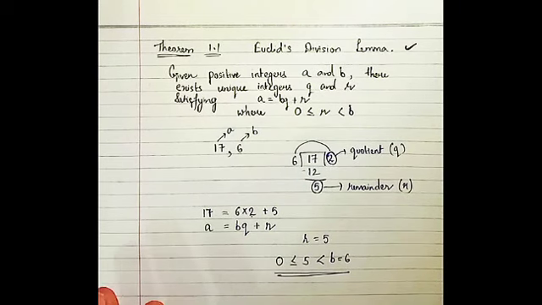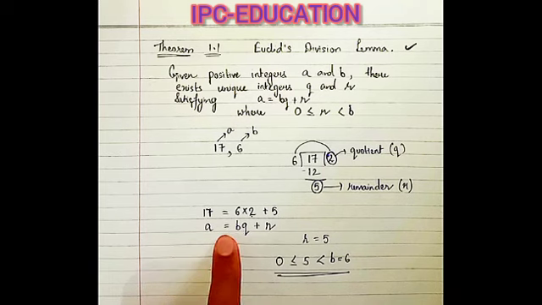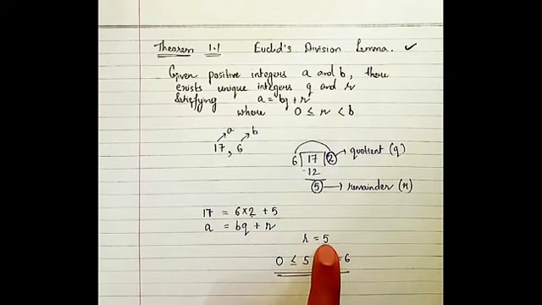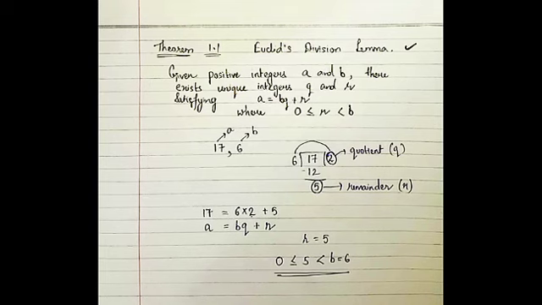So it is as simple, right? a = bq + r, where r is the remainder whose value is always greater than or equal to 0 and less than the value of b, that is the divisor.